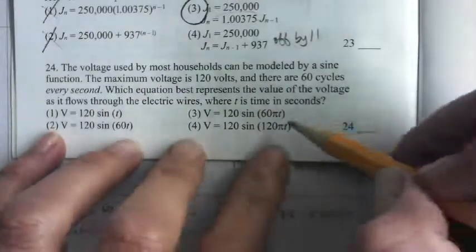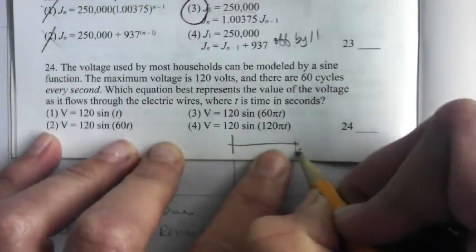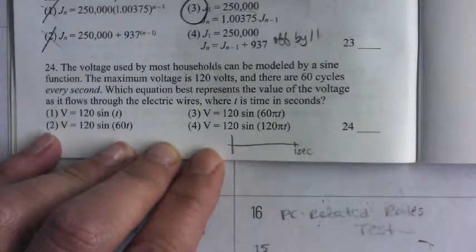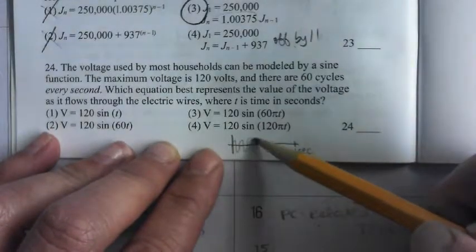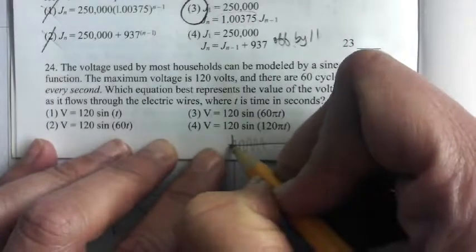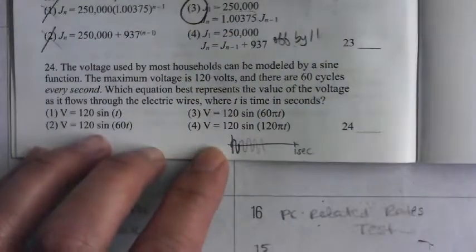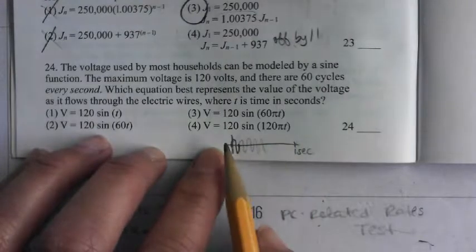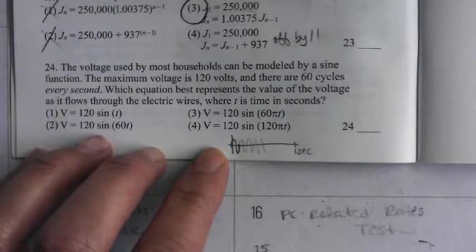So if I were to draw a quick graph and let this be 1 second, there are 60 cycles completing themselves within that 1 second's time. So it's a sine, so it's going up and down and up and down 60 times within 1 second. So the question is, how long is the period? If 60 of those fit into 1 second, how long does it take to complete one cycle?